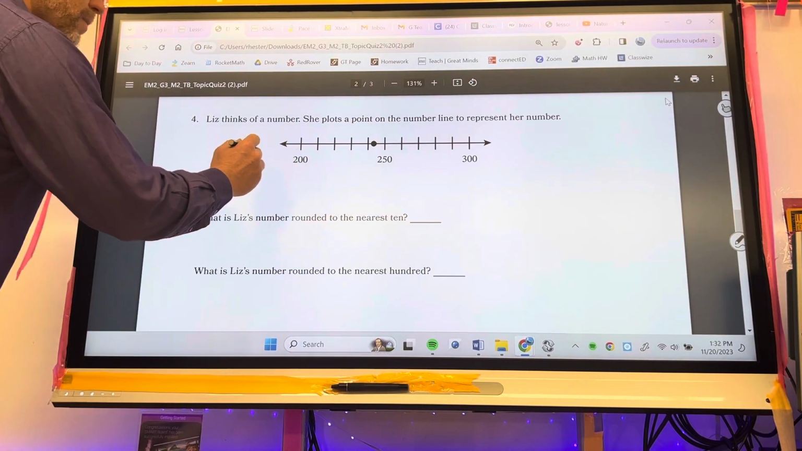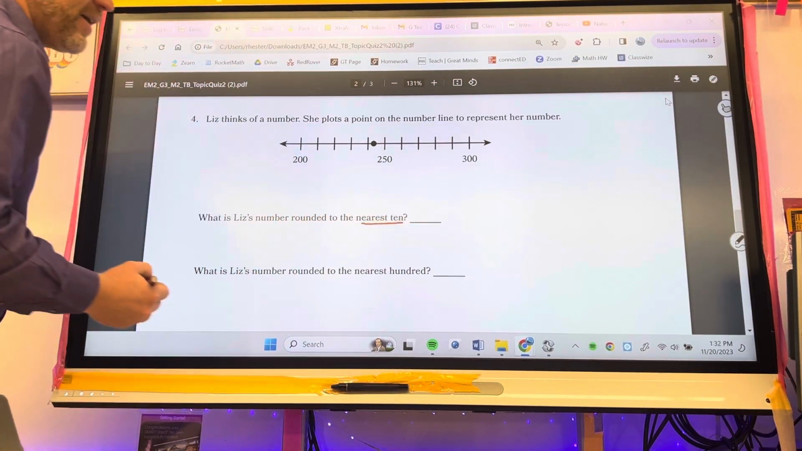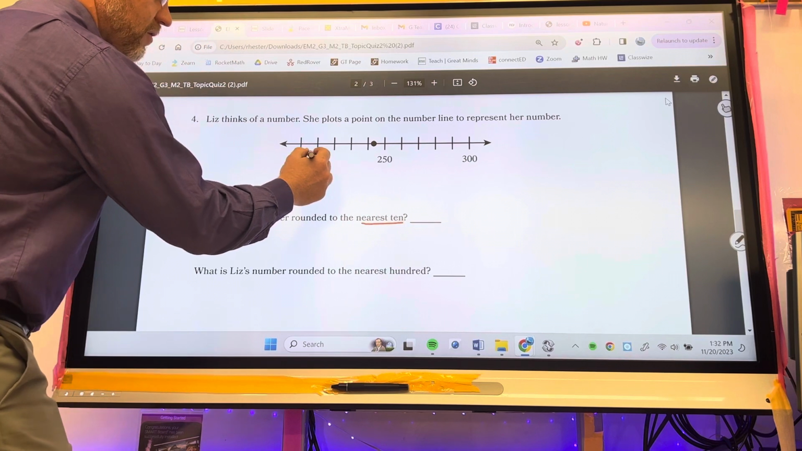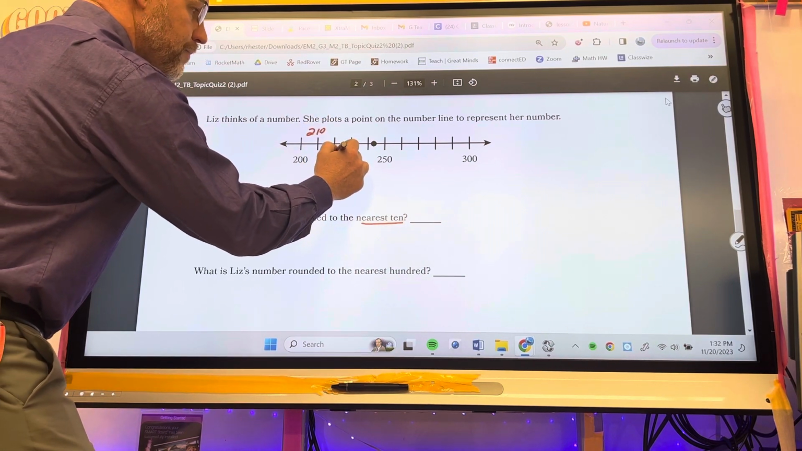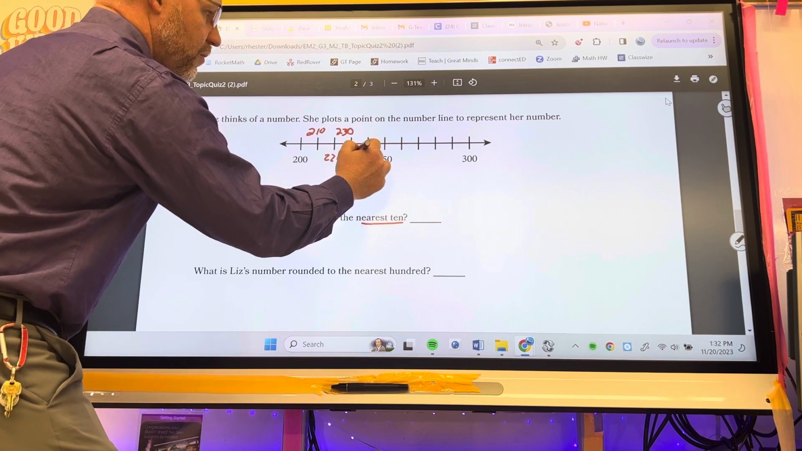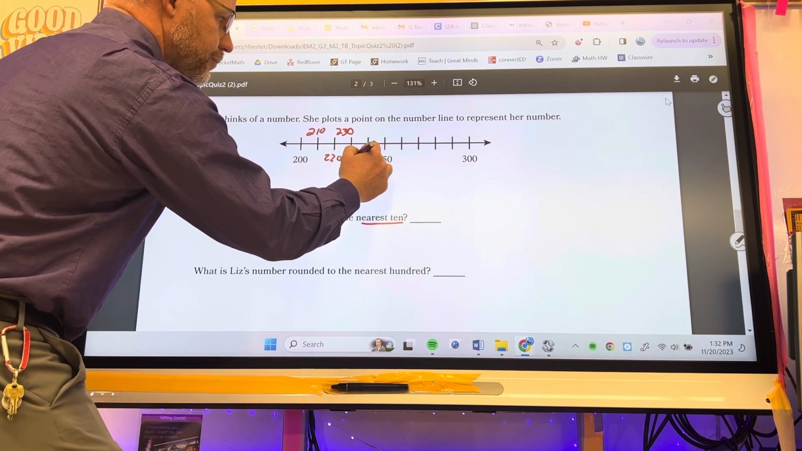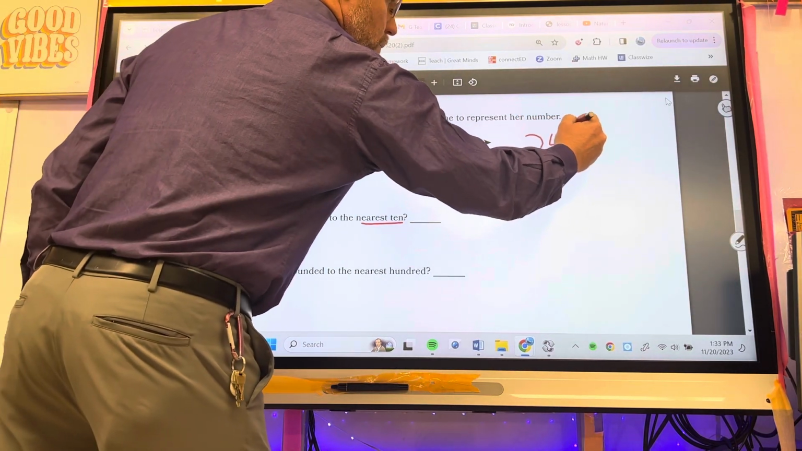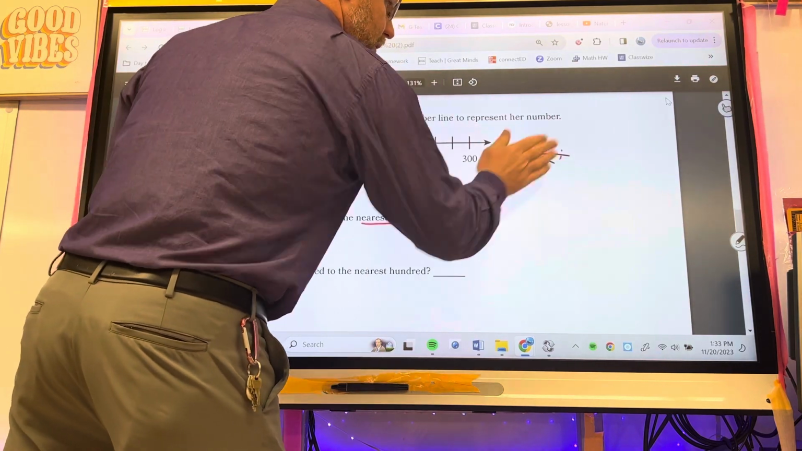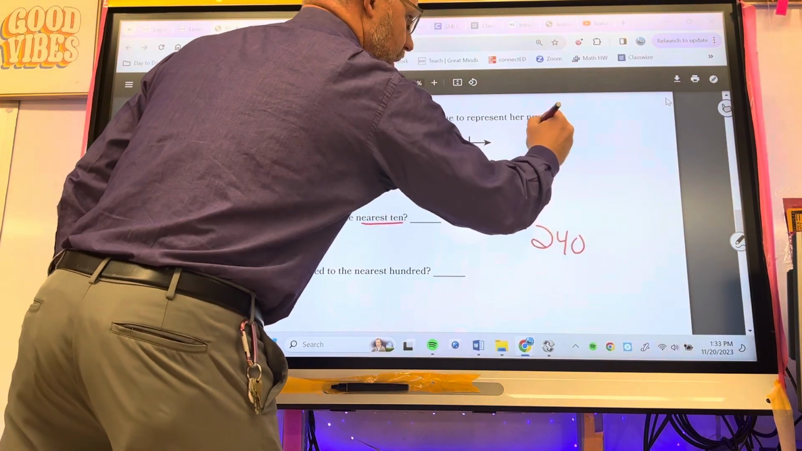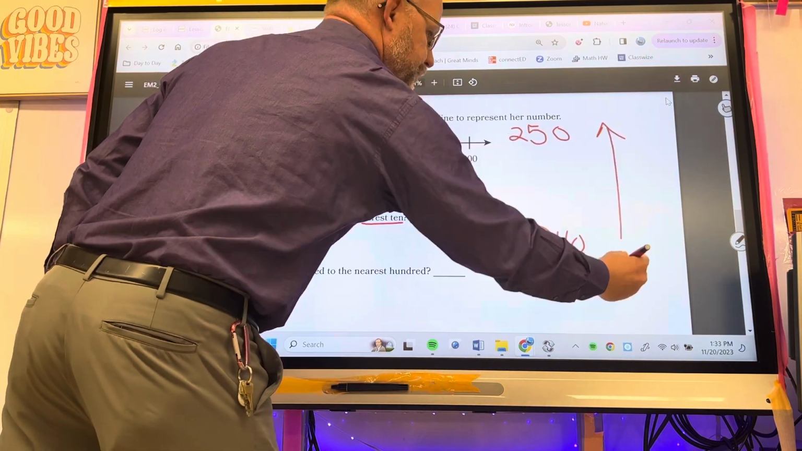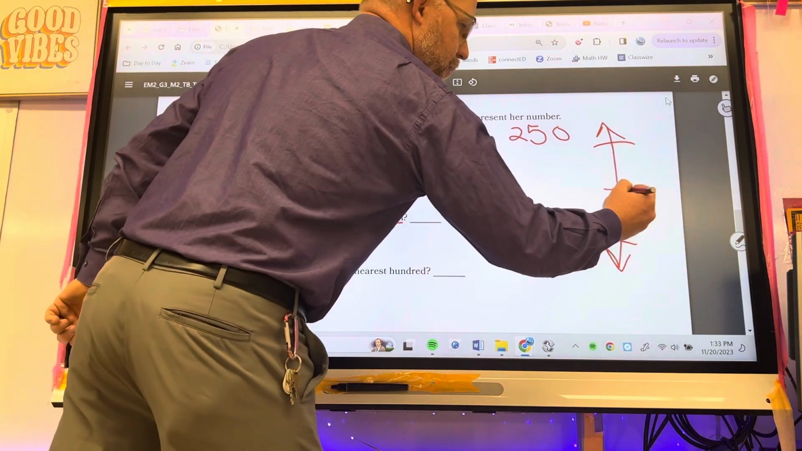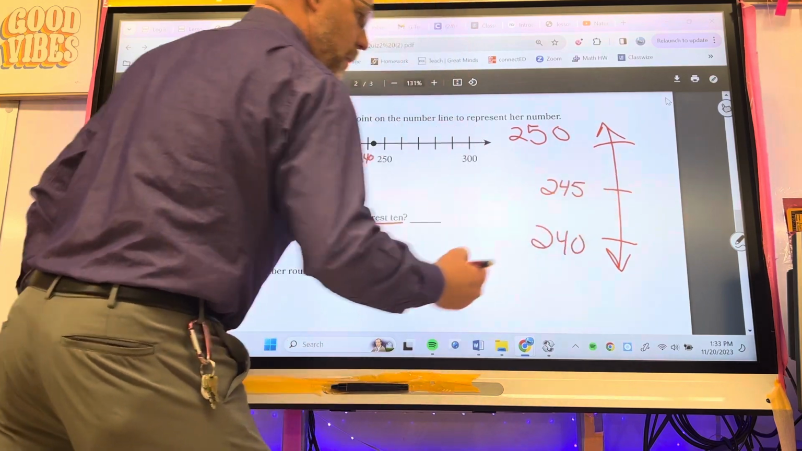Quiz review, we're looking at rounding to the nearest 10. And on this one, we're counting by tens from 200 to 300. So 210, 220, 230, and 240. So the dot is between 240 and 250. Sorry, 240 and 250. So these are endpoints when we're rounding to the nearest 10. The midpoint would be 245.